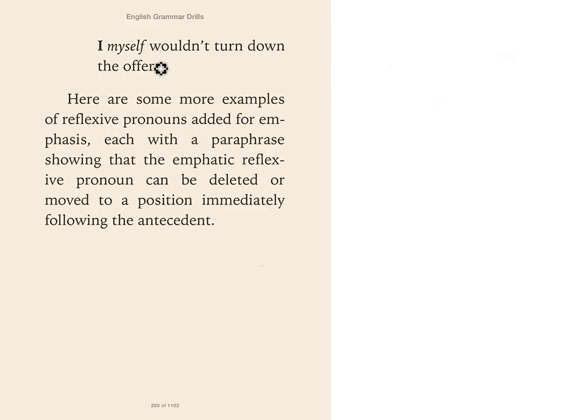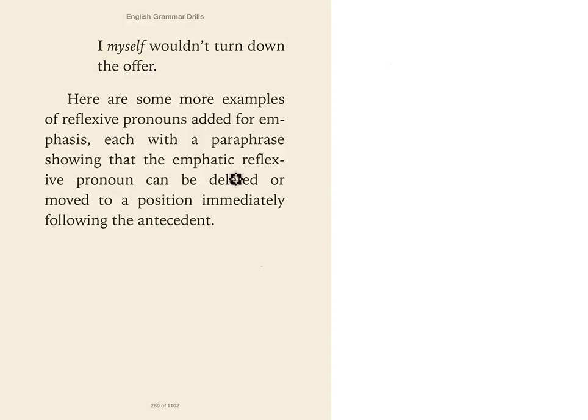Okay, and they're going to show you right here. They put I myself wouldn't turn down the offer. I thought there was commas there. But maybe there's not. I guess you wouldn't need to set that off. I think you can put commas there because if you can lift it out of the sentence, remember, then you can separate it out by commas. But we'll get into that later. I would use commas there, but I guess you don't have to.